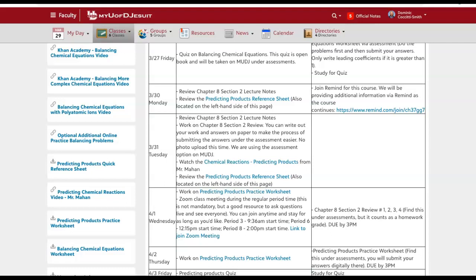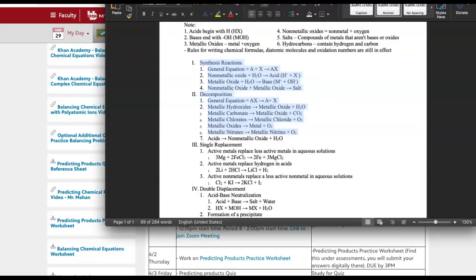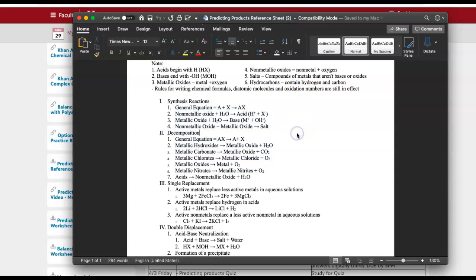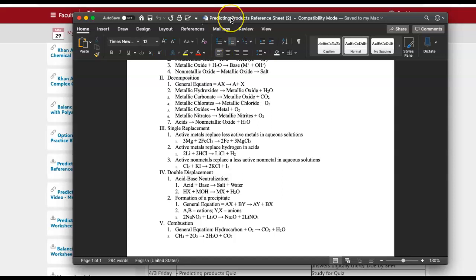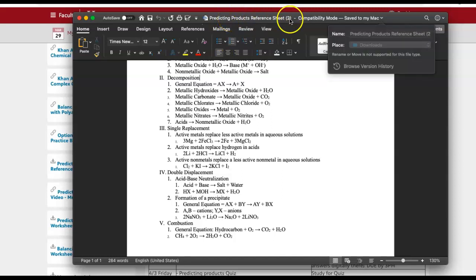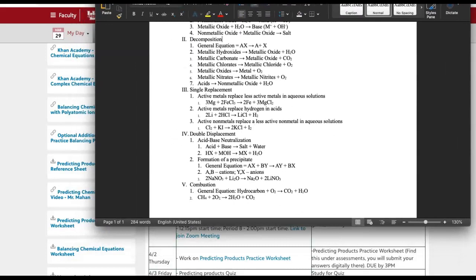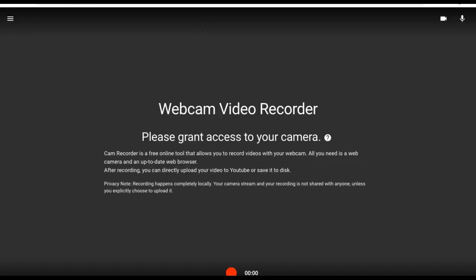Chapter 8, Section 2, to give you a little hand. So we're going to be discussing some of these problems right here that are due Wednesday by 3 p.m. under the assessments. You're going to want to have your Predicting Products Quick Reference Guide handy and your textbook. So just a reminder, this is the quick reference guide for predicting products and the different chemical reactions. This will be useful for you as we continue with this practice review. So let's jump into it.